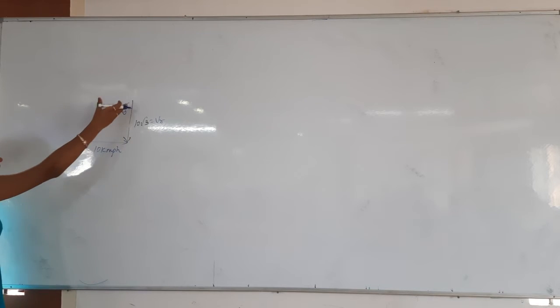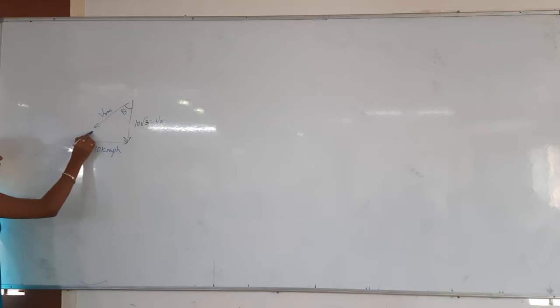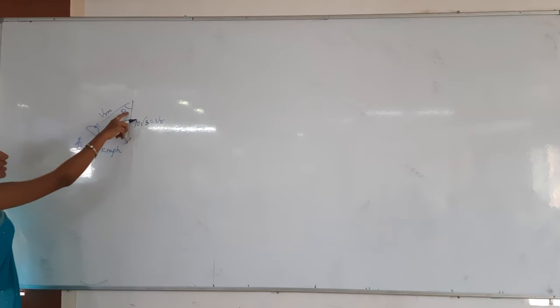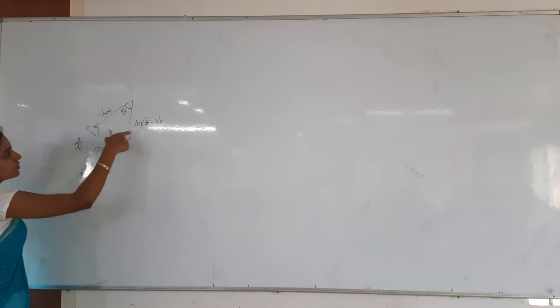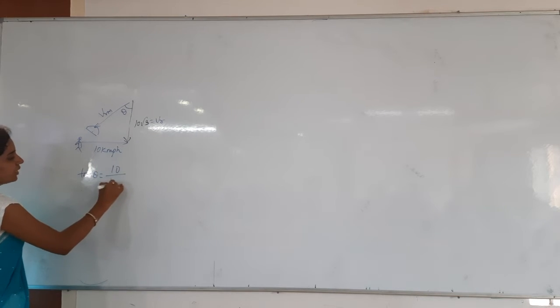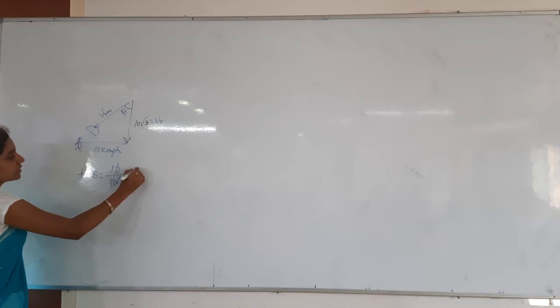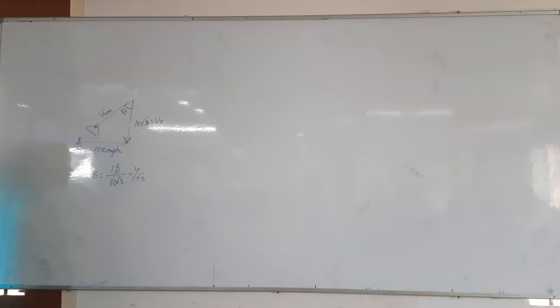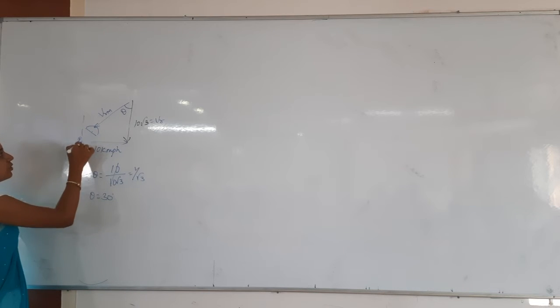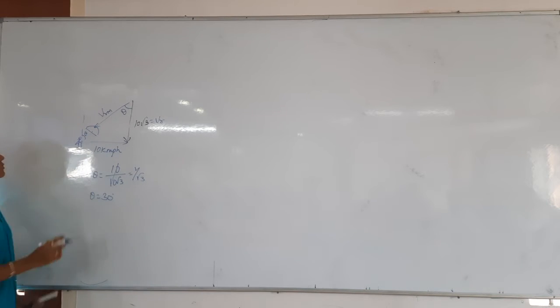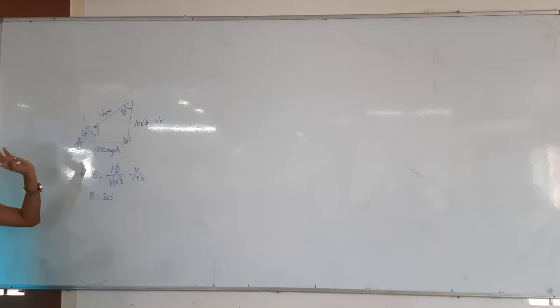So the velocity of the rain is in this direction, and he has to hold the umbrella in the opposite direction, obviously. So here theta is equal to how much? Tan theta is equal to what can I write? Opposite by adjacent, that is how much? 10 by 10√3. Then what happens? This is 1 by √3. At what angle? Theta is equal to 30 degrees. So he should hold the umbrella with theta equal to 30 degrees with the vertical.